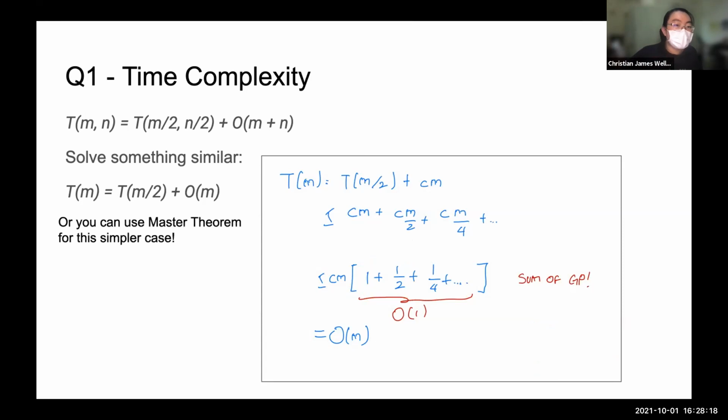Okay, alternatively, you can also use master theorem, right? So let's take the opportunity to revise master theorem. Recall the first step of master theorem is to compute log base b of a. So I do log b. Which one is b? Is it 2 or 1?